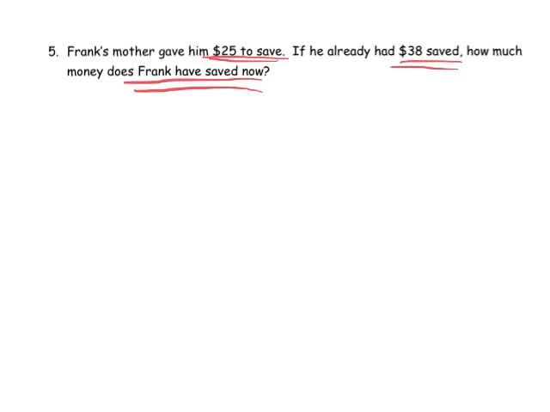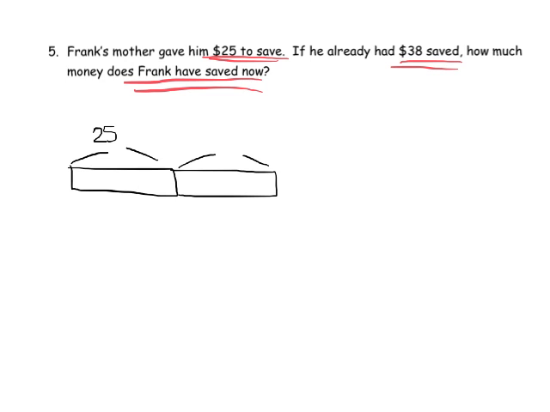So a couple of ways we can model this using a tape diagram. I'm going to do a new kind of tape diagram. So here's the $25 that Frank's mom gave him. Frank already had $38. And so the question is, how much does he have now? So this is an example of my tape diagram that I would draw. Instead of that separated tape diagram, I just combined it into almost like a part-whole diagram here. And so now we're going to use our place value chart, and I'm going to do that over here.